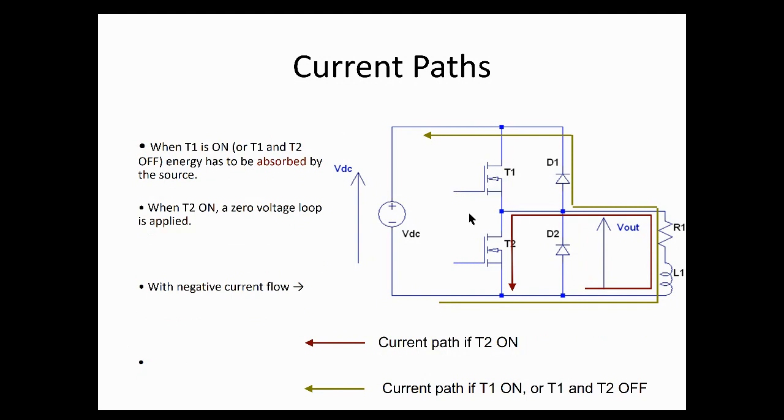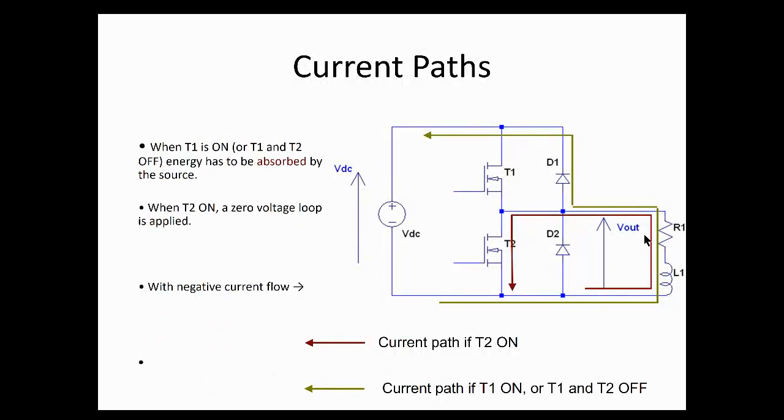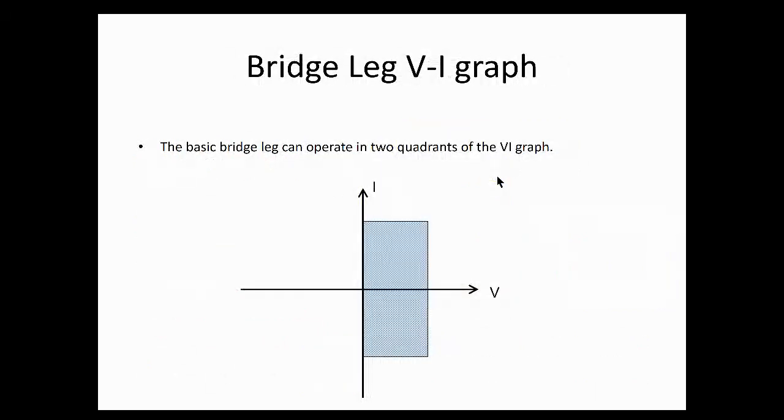Now, if we have T2, we can have energy being absorbed by the source. Look at this. If we have T2 and T1 off, we can have energy being released to the source. Of course, when T2 turns on, the voltage drop is going to be zero across this switch. So we can have current going in either from the source in one case or from the load back to the source, depending on the switching.